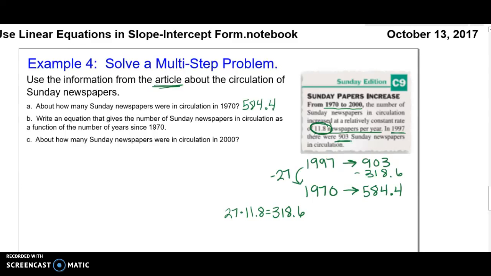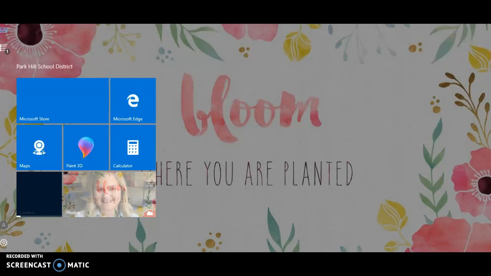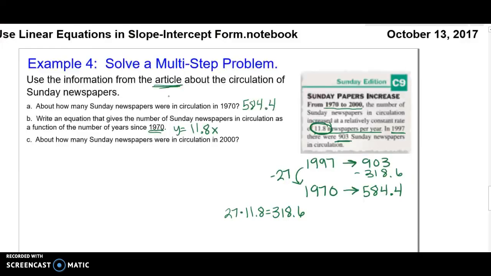That is really ugly. So the second one asks us to write an equation. Whenever I do this, we are doing y equals mx plus b. So y equals, guys, slope is our constant rate. So that's 11.8. And our b is where we started in 1970. I always think of b as our starting point, which was 584.4. So there is my equation. That is our starting point at 584.4.